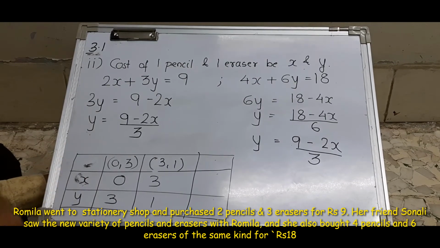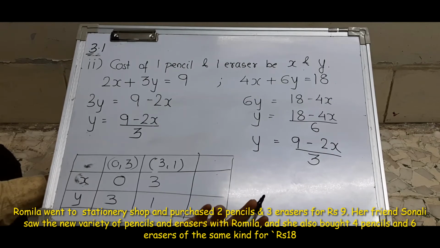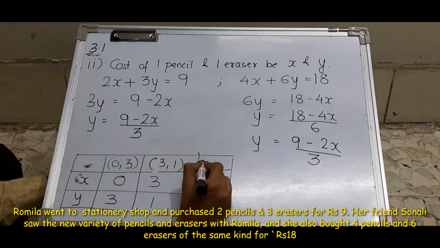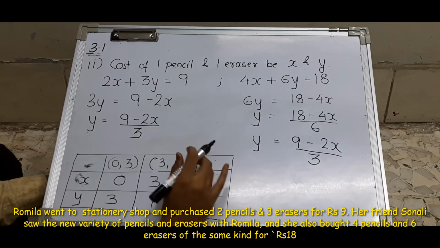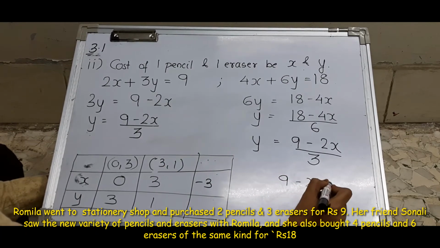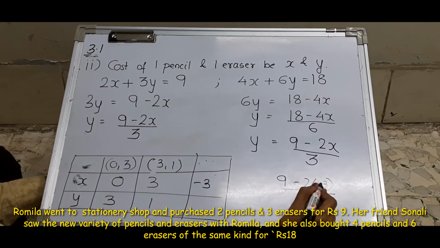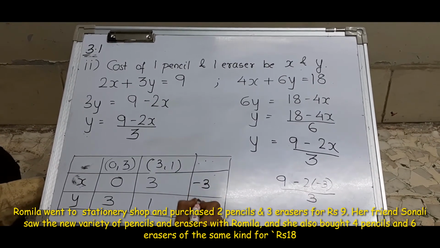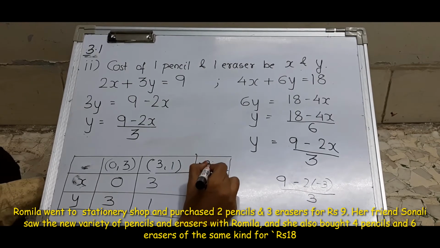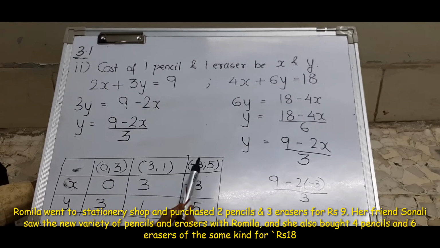Now I'll take x as, you can take any number. Let us take x as minus 3. So if x is taken as minus 3, what will happen? 9 minus 2 times minus 3 upon 3. So 9 plus 6 comes to 15. 15 upon 3 is 5. So minus 3, 5. Okay. Now I'll plot a graph of these 3 points.